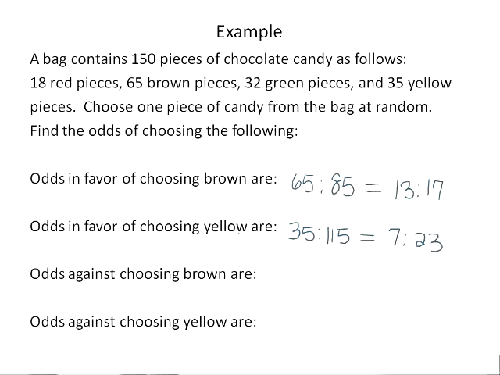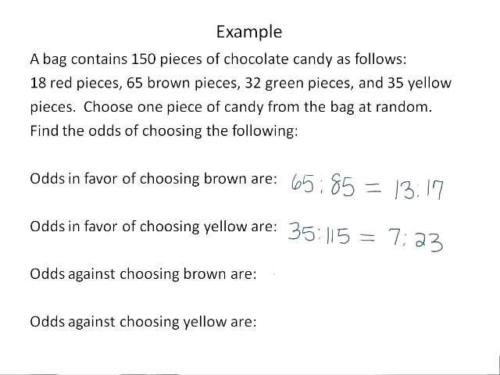Now one thing you need to notice about the odds notation: in the notation that's not simplified, for the odds in favor of choosing yellow, the 35 plus the 115 totaled the 150. Now that is also true for the odds in favor of choosing brown. The 65 plus the 85 has to equal the total of 150. That is not true for the reduced form of the odds notation, but for the original form, the two numbers have to add together to give you the total.